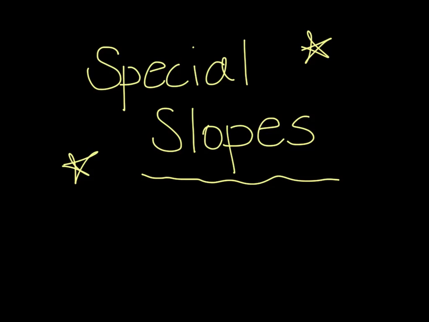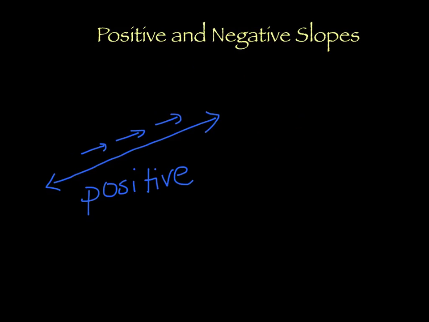Hey guys, this video is going to go over special slopes of different lines. In the last video that you watched, we only covered positive slopes. Think of it like a hill and you were riding your bike up it, you're going uphill. So anytime the line looks like it's going up, it has a positive slope.